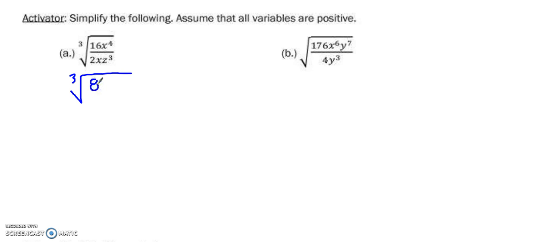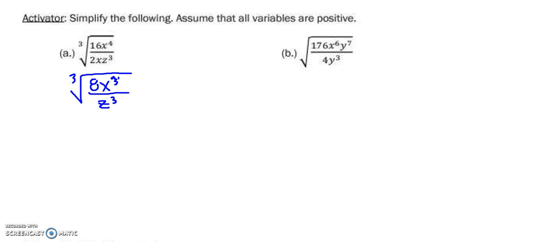And then I turn my attention from the numbers to the first variable, which is x. I have an x to the fourth in the numerator and an x in the denominator. Can cancel an x out of both of those. Leaves me with an x to the third in the numerator. And then I'm going to turn my attention to the z's. And all I have is a z to the third in the denominator, so there's nothing that I can do with that. I just leave a z to the third in the denominator.